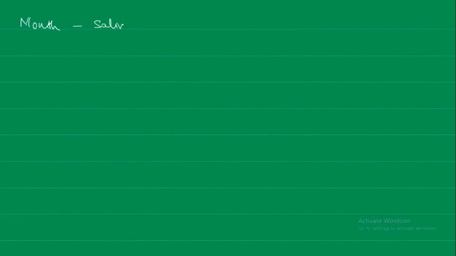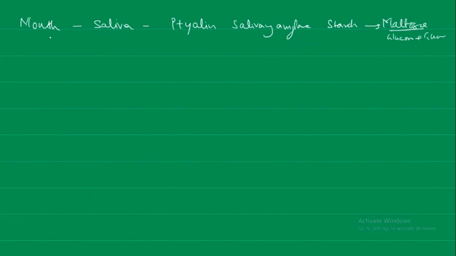In the mouth, the saliva is secreted by the salivary glands. So the enzyme is ptyalin, known as the salivary amylase. This salivary amylase is going to convert starch into maltose. Maltose is nothing but glucose plus glucose. That is in the saliva. Esophagus, it doesn't produce any enzymes.